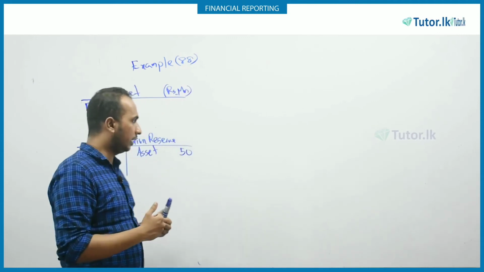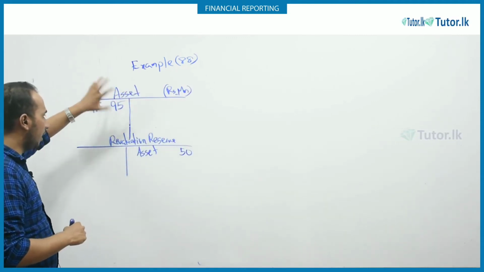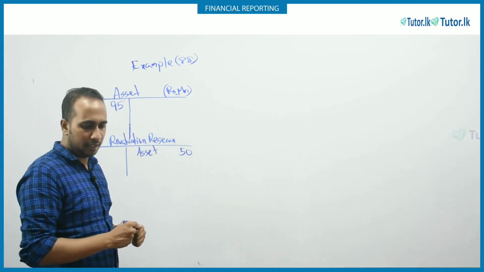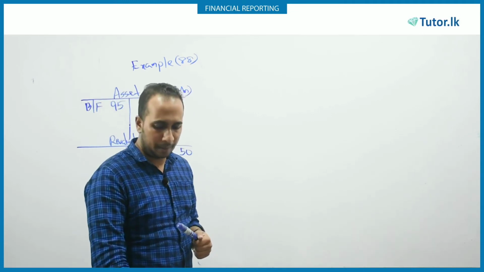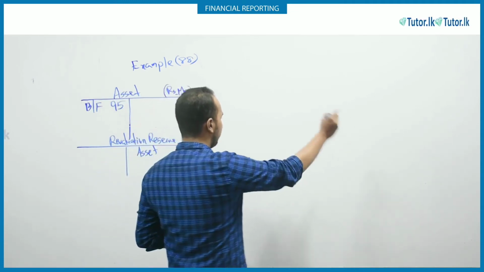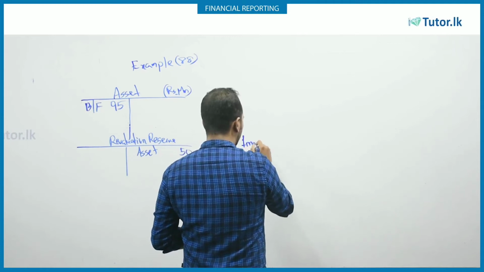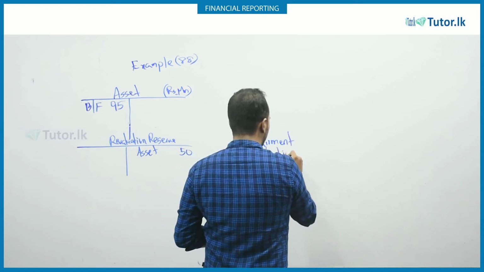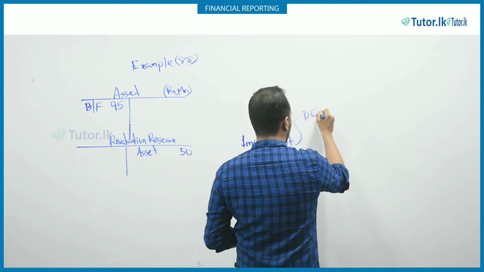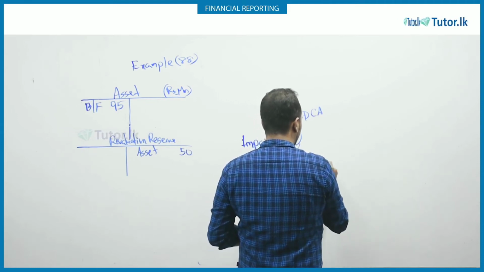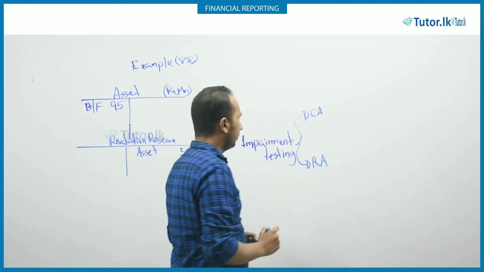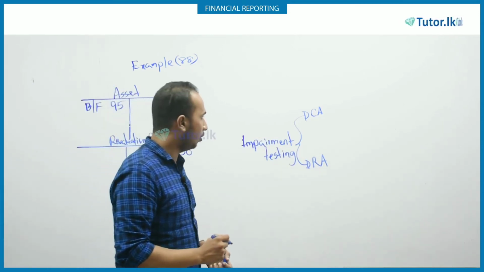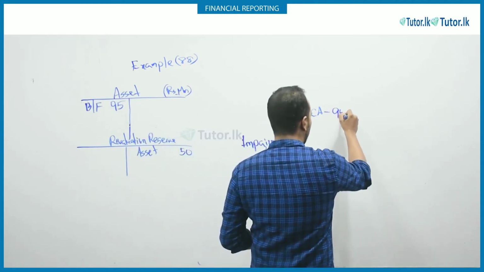So the carrying value is 95 million, and in respect of this asset there is a revaluation reserve of 50. They are telling they have done an impairment testing. In an impairment testing we have to consider the carrying amount and the recoverable amount. The carrying amount is 95 million.